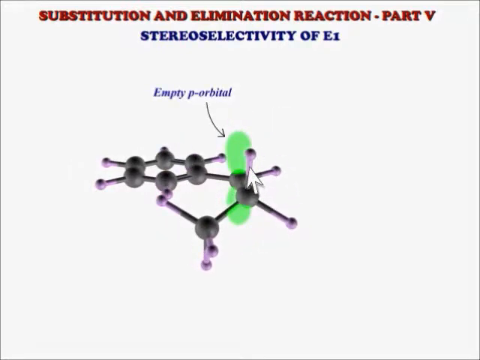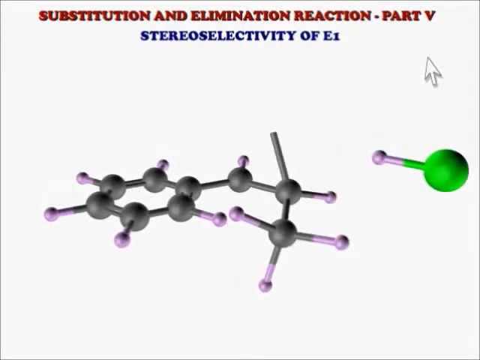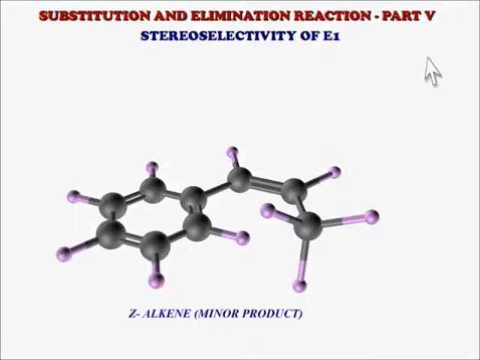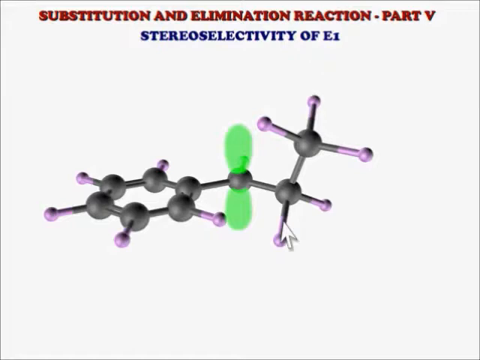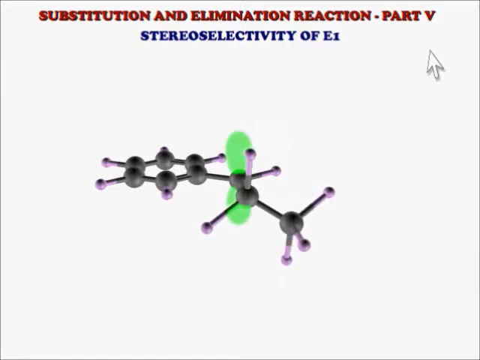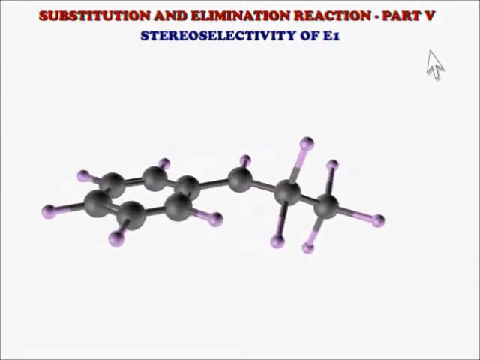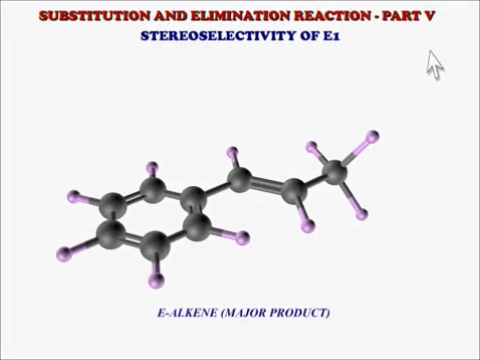When this carbon-hydrogen sp3 bond is in line with the empty p orbital, then the base attacks the proton because the bonded electrons can easily engage with the empty p orbital to form a pi bond. The product is a Z alkene. When the other carbon-hydrogen sp3 bond is in line with the empty p orbital, then the product is E alkene. Here E alkene is the major product because it is less sterically hindered than the Z alkene.